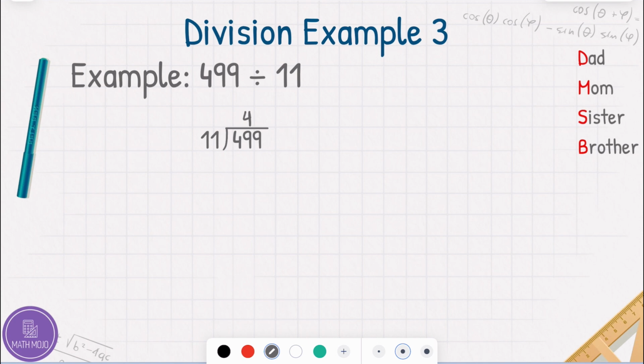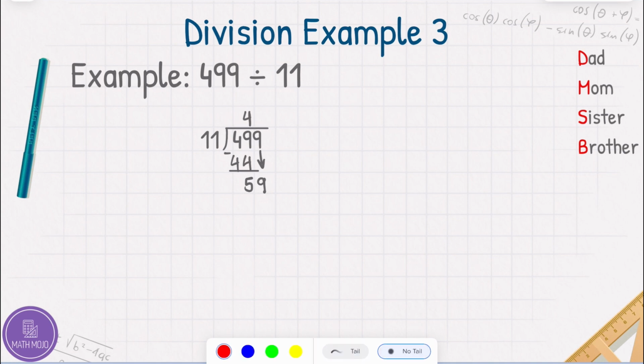And then we would do 4 multiplied by 11 for our multiplication step, which gives us 44. And then we would subtract for our subtraction step, and then we get 5 over here. And then we move on to our brother, so bring down. So we bring down the 9, and we repeat the process over again.